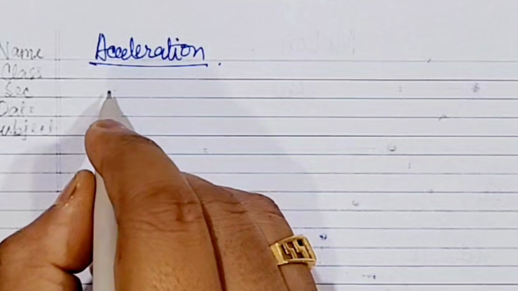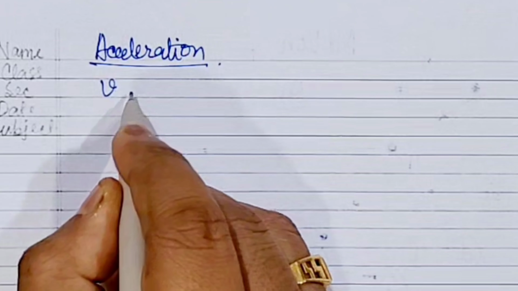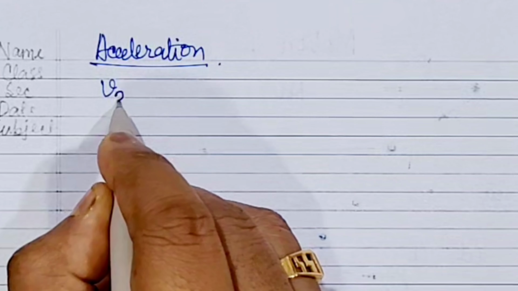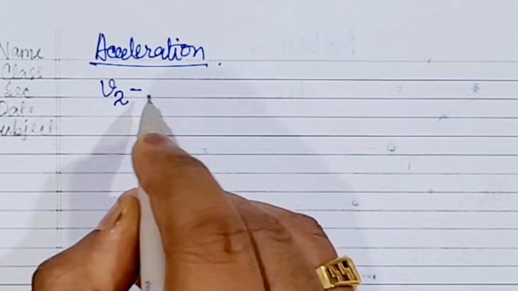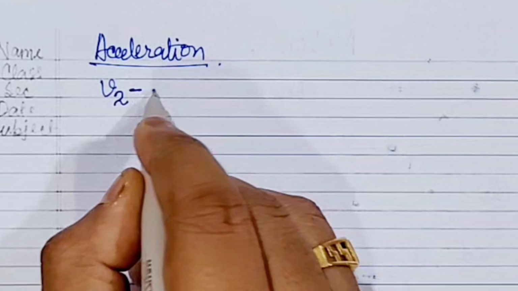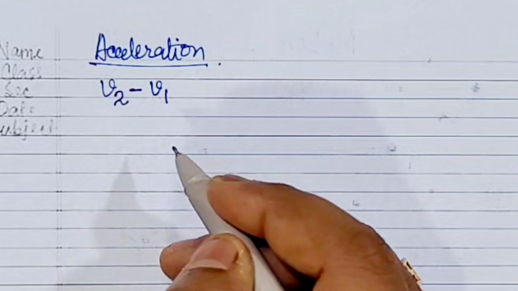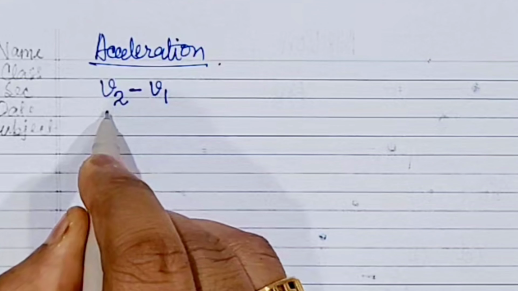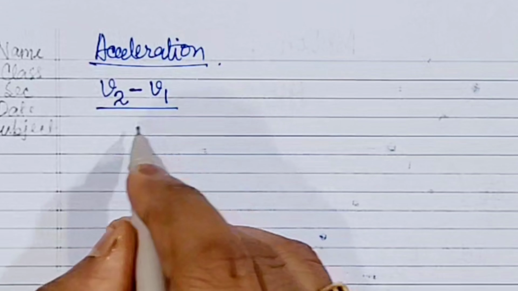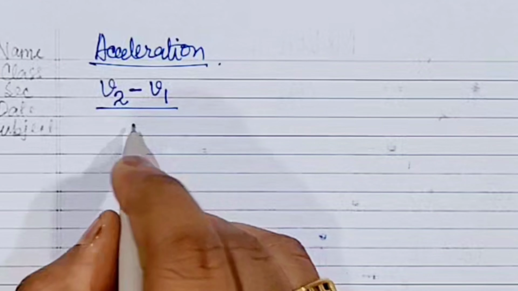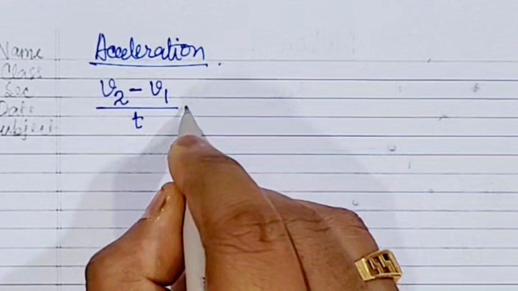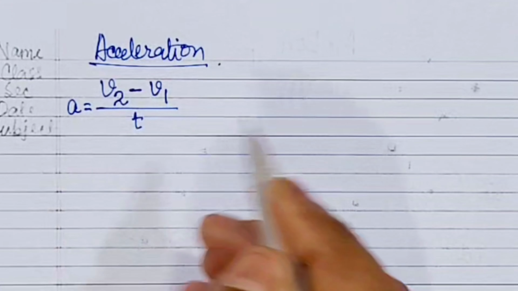Acceleration is the rate of change of velocity. That means if initially the velocity of a vehicle was v1 and finally it was v2, and the time taken for changing from v1 to v2 is t, then acceleration a is denoted as v2 minus v1 divided by t.